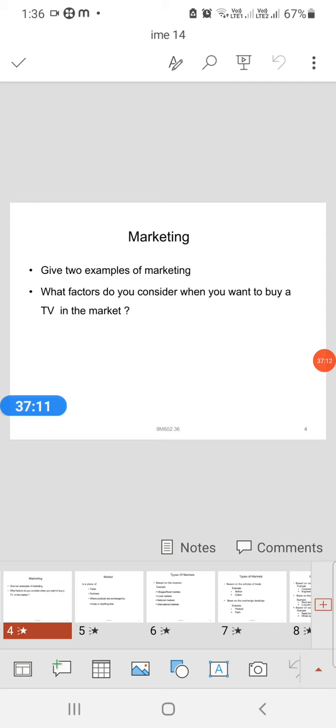Let us see a review of the marketing. A market is a place of trade, a business where products are exchanged for money or anything else. The types of market, based on location, are for example village, rural, local, national, international. Based on the articles of trade, for example bullion, cotton. Based on the exchange dealings, like product, cash.